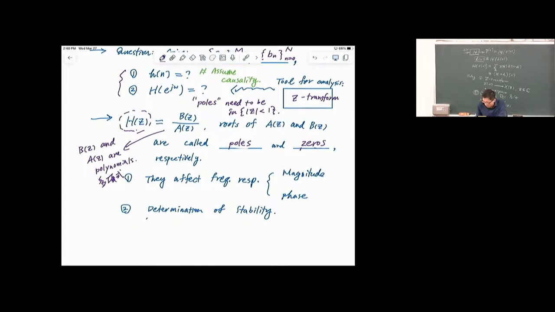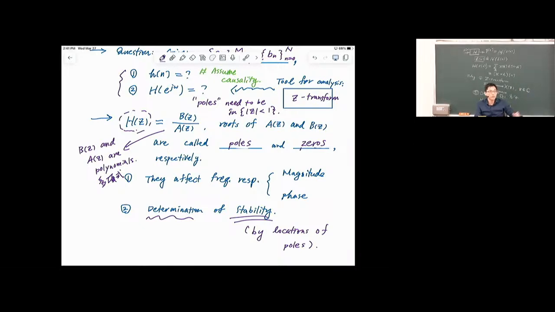And it turns out that also the location of the poles determines the stability of the system. So we'll address these, but this is just an overview of the entire chapter.